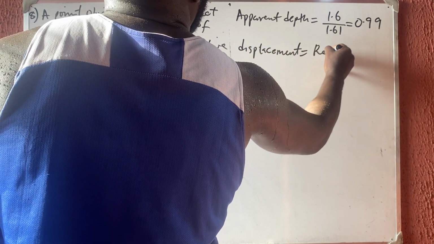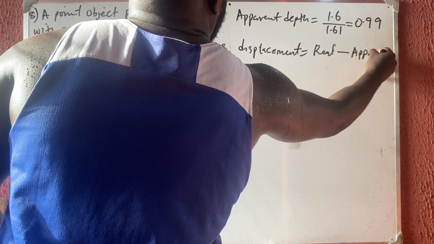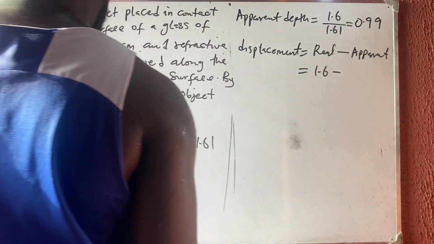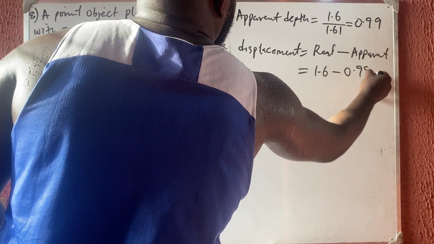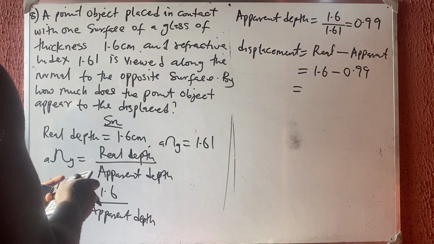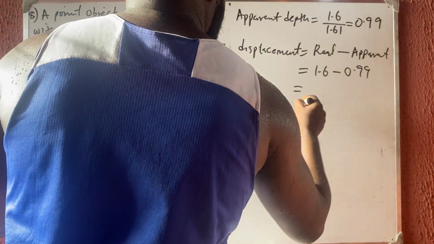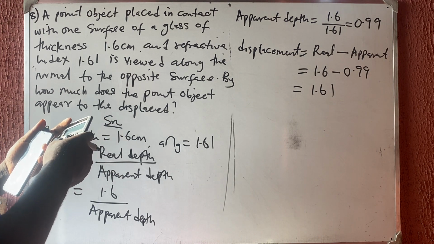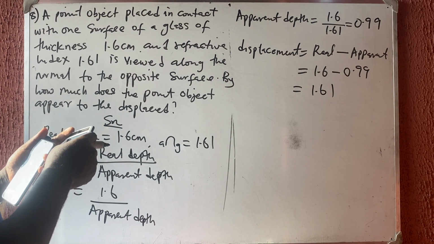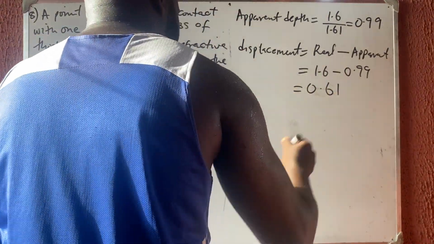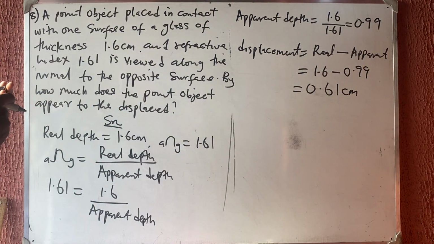Okay, so having 0.99, you should now know that your displacement is equal to the real minus apparent. So the real I have is 1.6. The real is 1.6 minus the apparent is 0.99. So I have 1.6 minus 0.99. Okay, 0.61 cm.